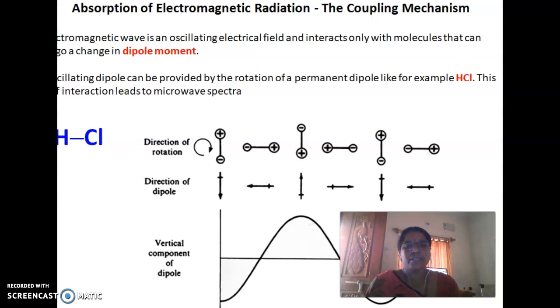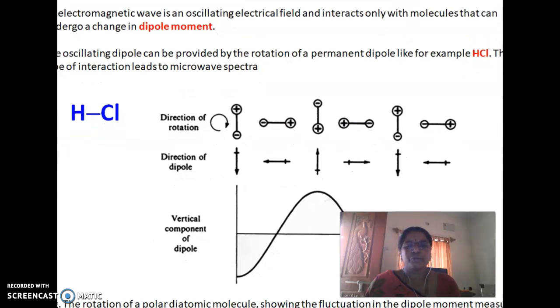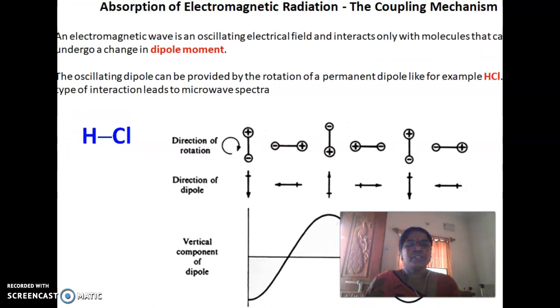In order to explain the rotational or microwave spectroscopy, we have to go for the selection rules. What are the selection rules? An absorption of electromagnetic radiation is called the coupling mechanism. An electromagnetic wave is an oscillating electric field and it interacts only with molecules that can undergo a change in dipole moment.